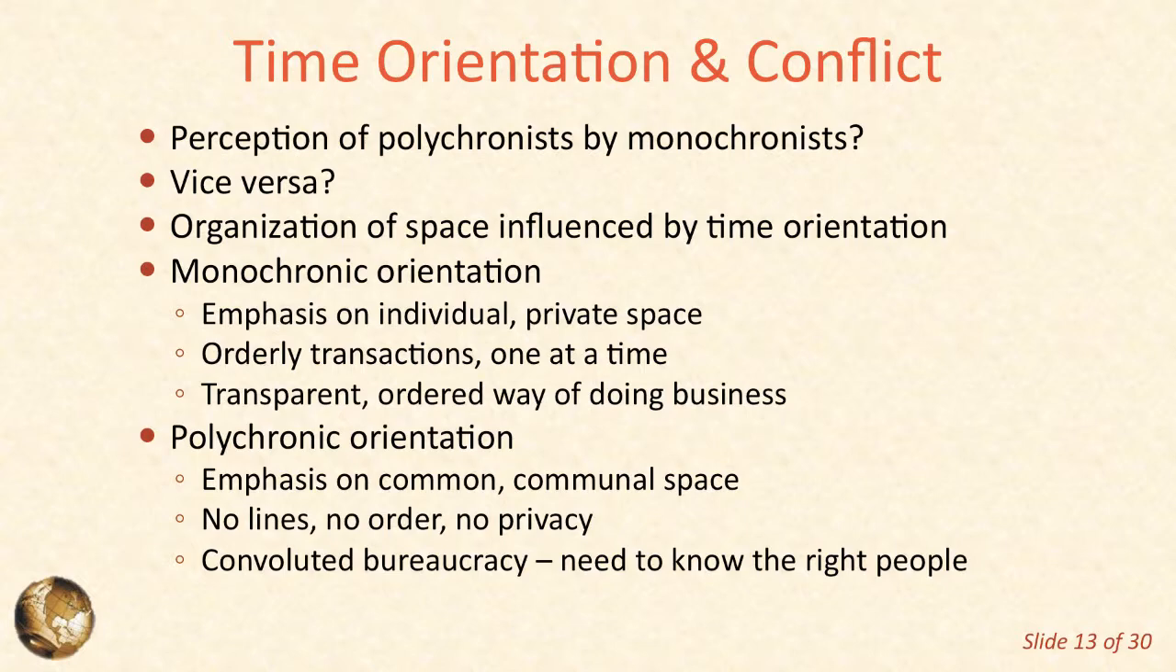So in a monochronic orientation, things happen in a very orderly way, and for people who are used to that, being in a different polychronic time situation can be very chaotic because often people don't line up in an orderly way. Customers might not be taken in the order in which they have appeared in line. And it's also the case very often in polychronic cultures that it's important who you know, that you have to know who to go to get things done. And that can be disorienting for people who are not used to that.